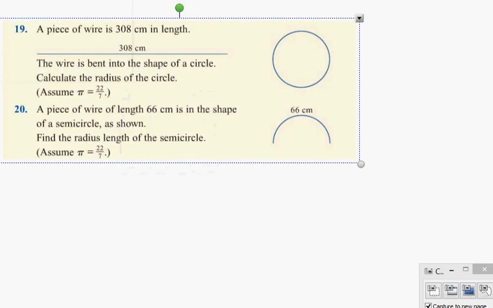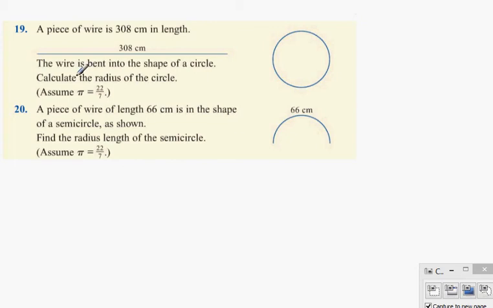A piece of wire is 308 centimeters in length. The wire is bent into the shape of a circle. Calculate the radius of the circle. Now, what this means is the full length, if you're to do a full lap all the way across, all the way around, that whole length is 308.